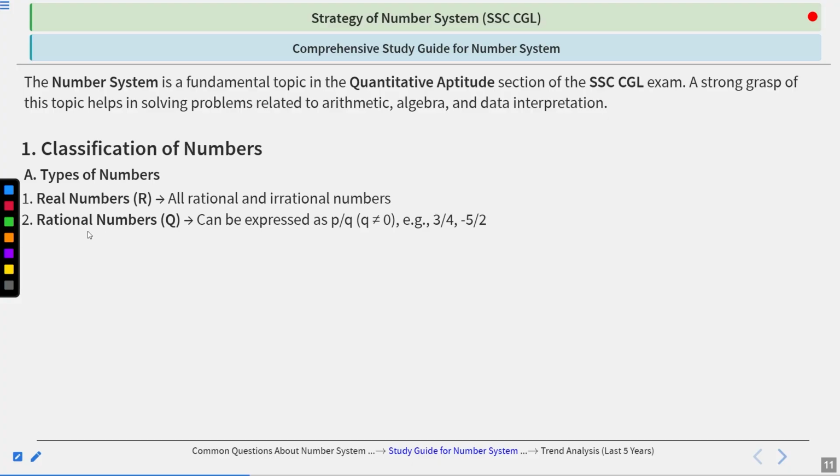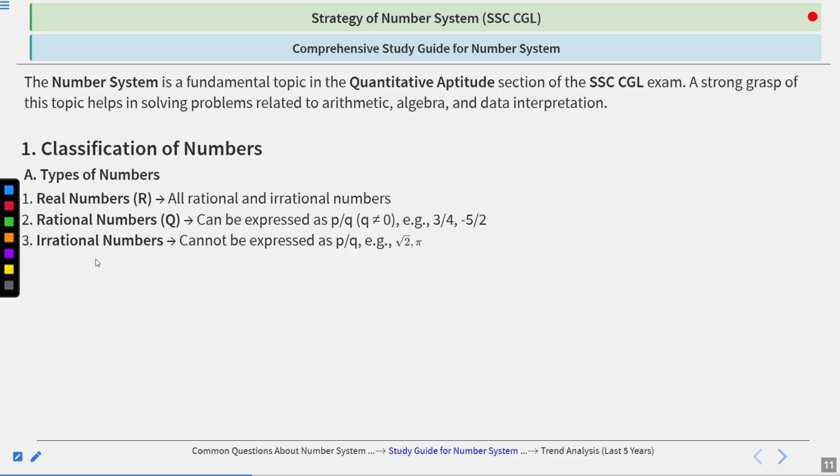Now the second one is rational number. We know that a number which can be represented or expressed in p by q form, where q should not be equal to 0, is a rational number. For example, 3 by 4, minus 5 by 2, all are rational numbers.